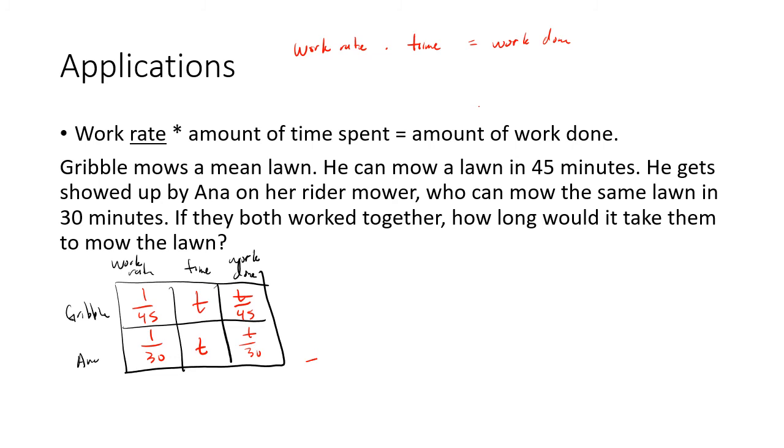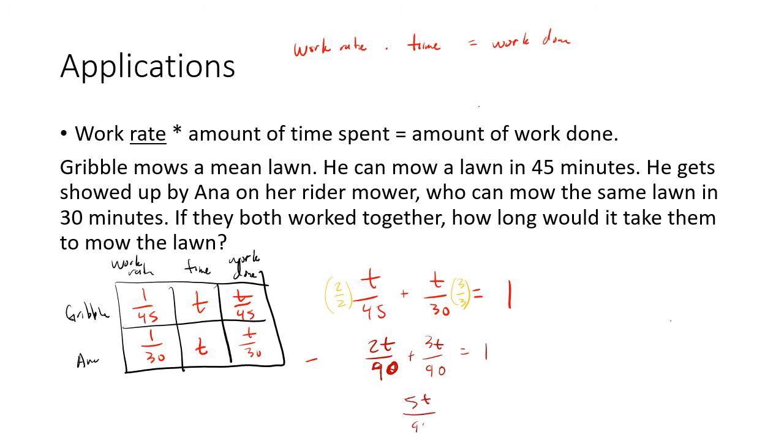Now, what does this equal? The amount of work I do plus the amount of work Anna does is equal to what? Well, it's equal to one full lawn being mowed, one job done, right? So now all we have to do is solve for t. The common denominator is 90, so this would be 2/2, this would be 3/3. And we will get 2t divided by 90 plus 3t divided by 90 is equal to 1.